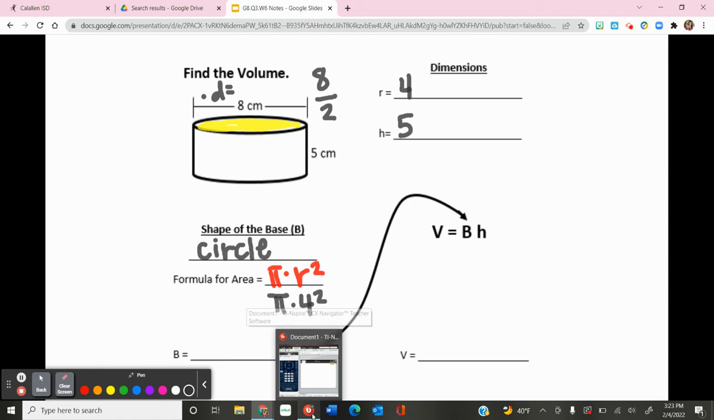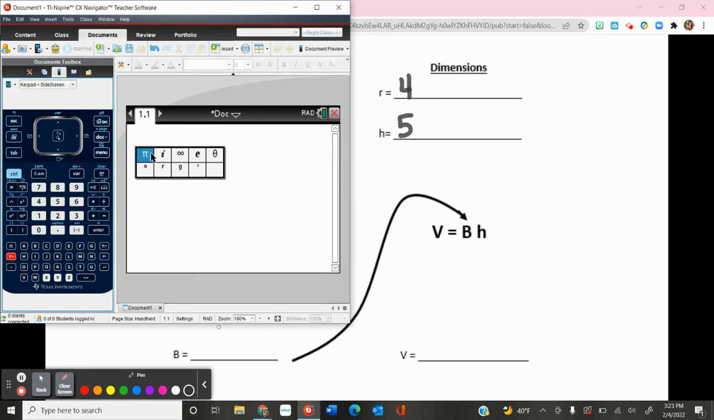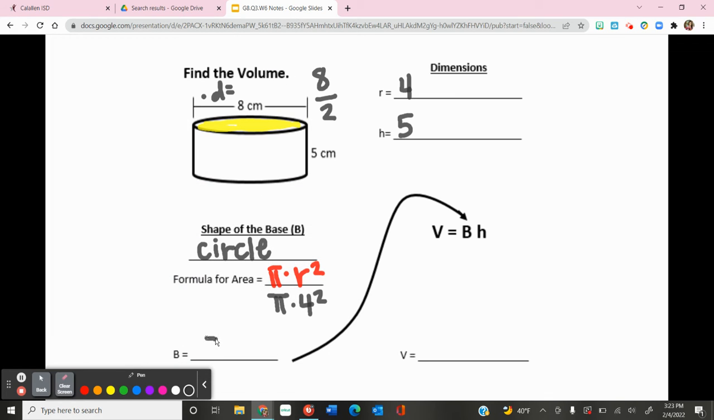So going into our calculator now, we're going to type pi times 4 squared, which equals 50.2655. We're going to go ahead and round this to the tenths place. So this 6 will actually round up the 2, and we're going to get 50.3. So here the area of our base is 50.3.